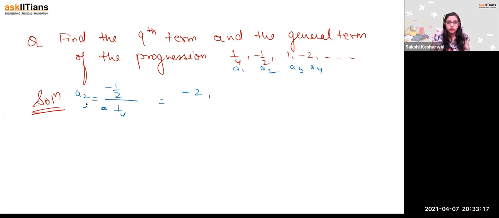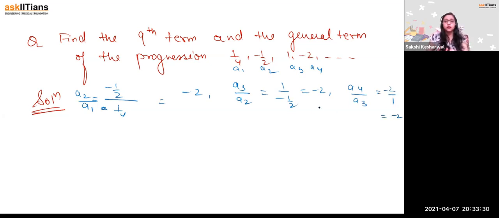So this is equal to A2 divided by A1, right or not? Now, can I say that A3 divided by A2 will be 1 upon minus 1 by 2, which is equal to minus 2? And can I say that A4 divided by A3 is equal to minus 2 upon 1, which is equal to minus 2? So this is a GP, right?